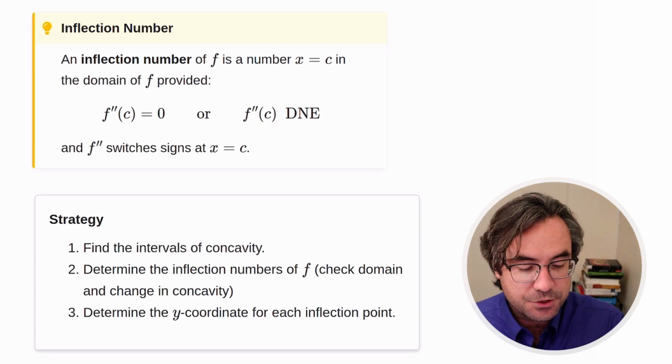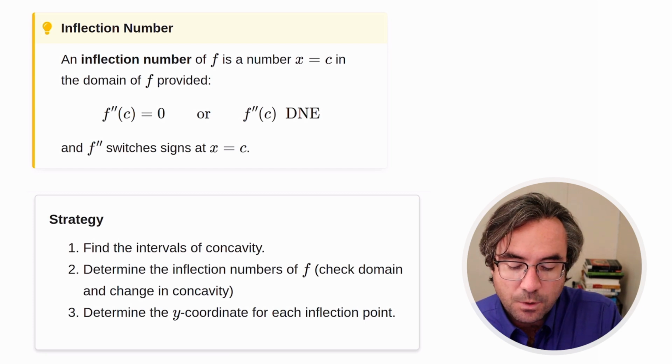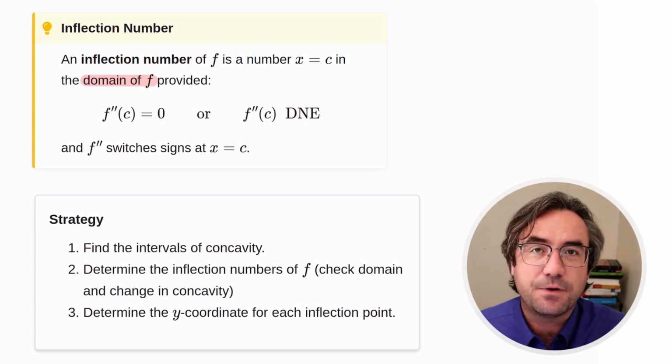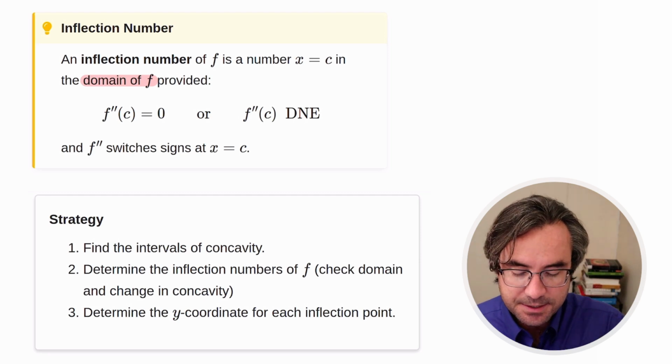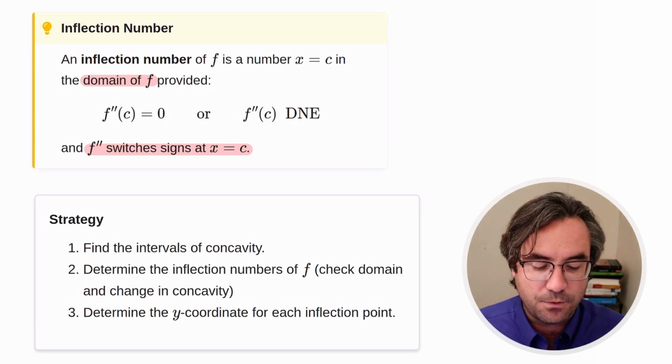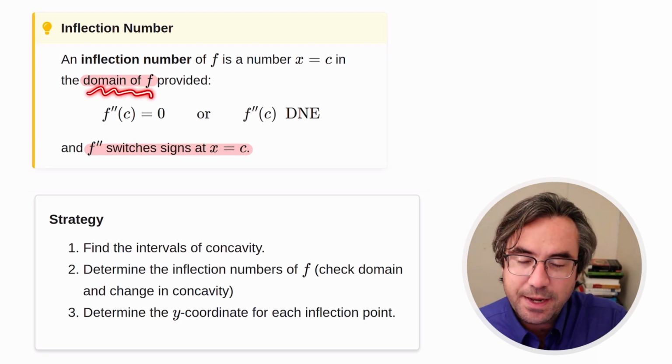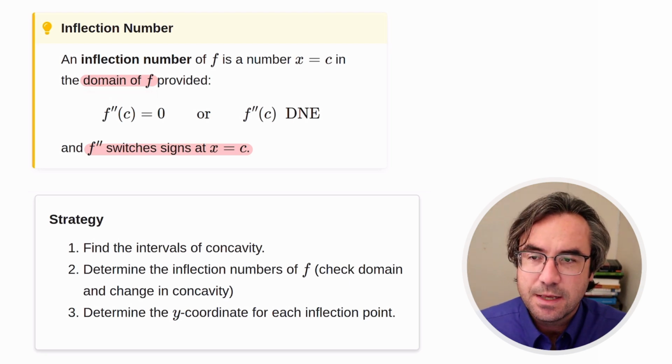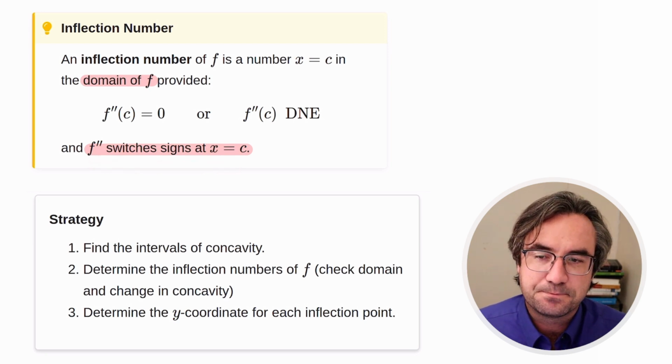And what we need, there's 2 additional things. One, it has to be in the domain of the original function. And f double prime has to switch signs there. So there's 2 additional things that we need to look for. Is it actually in the domain of our function? And do we have a sign change on our sign chart?